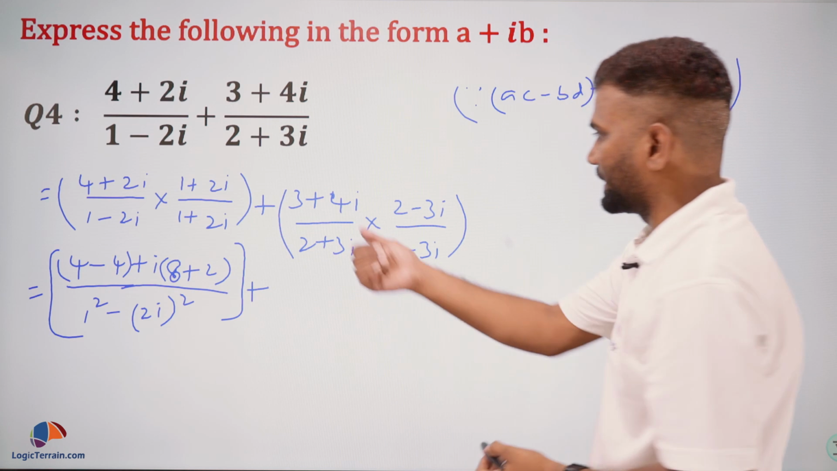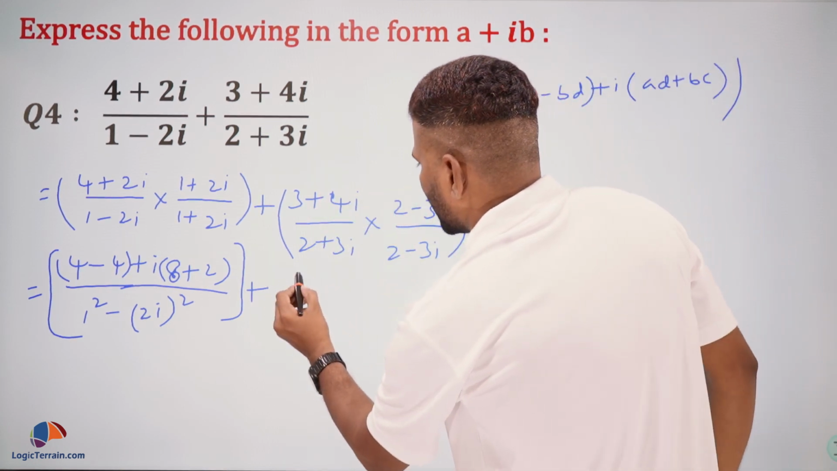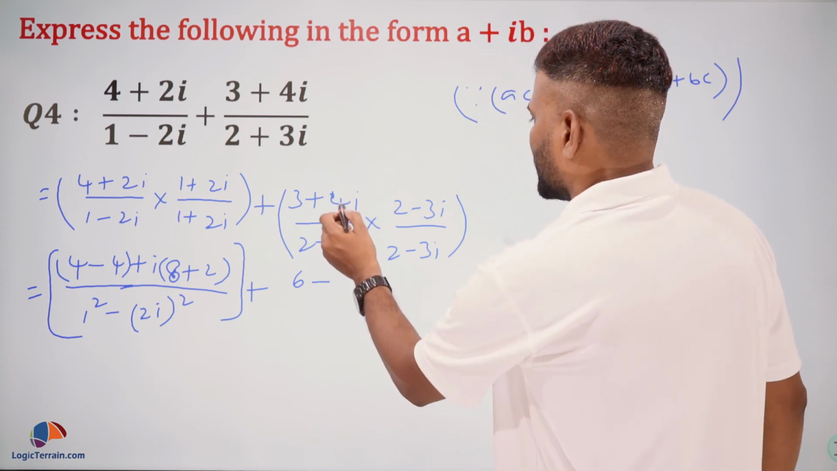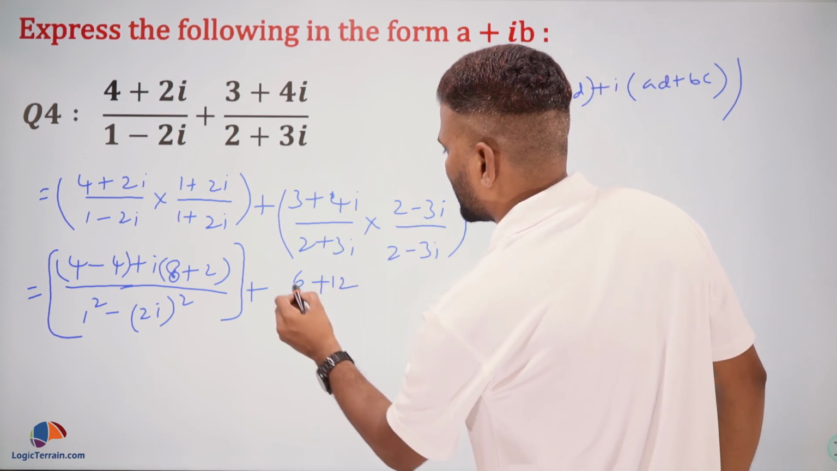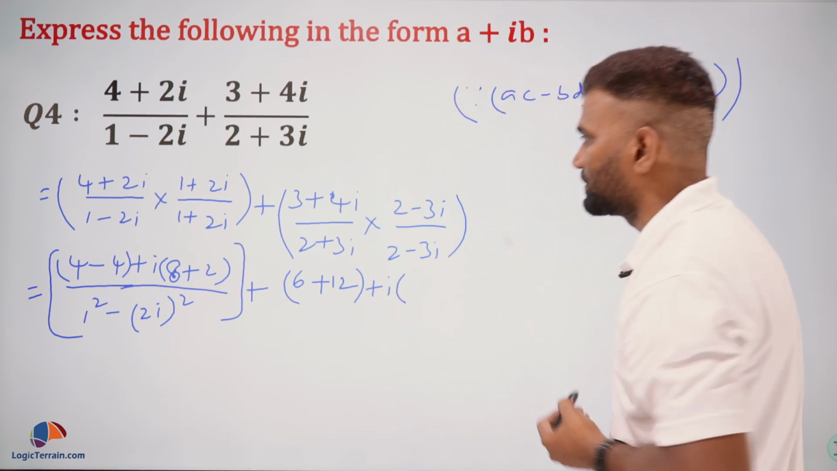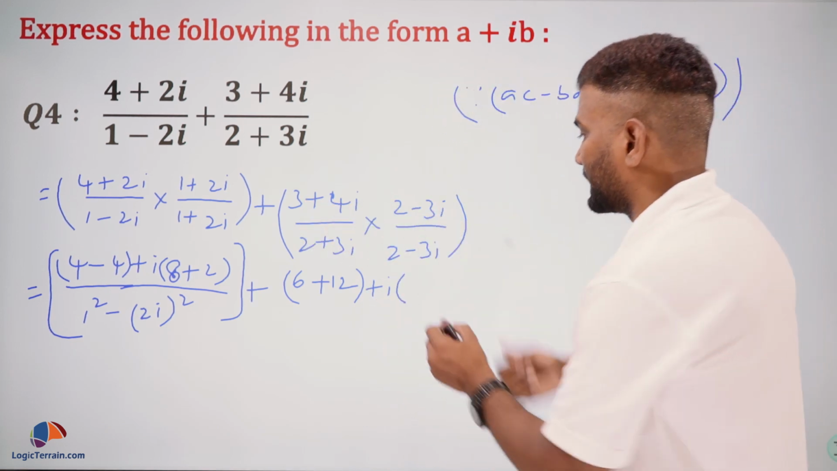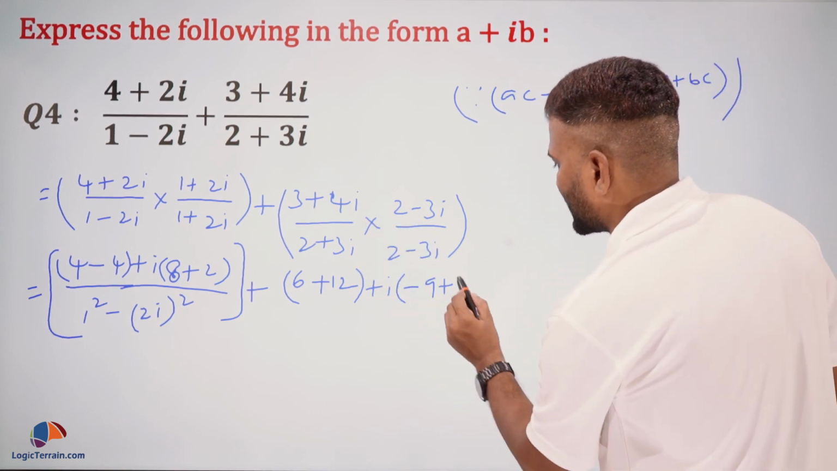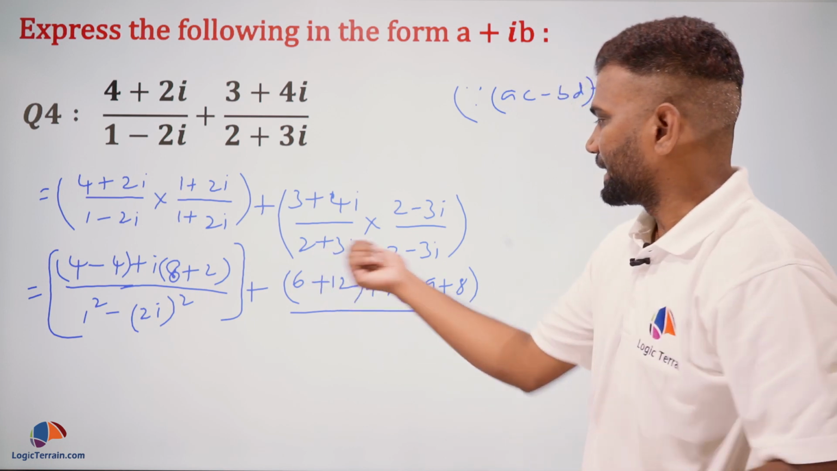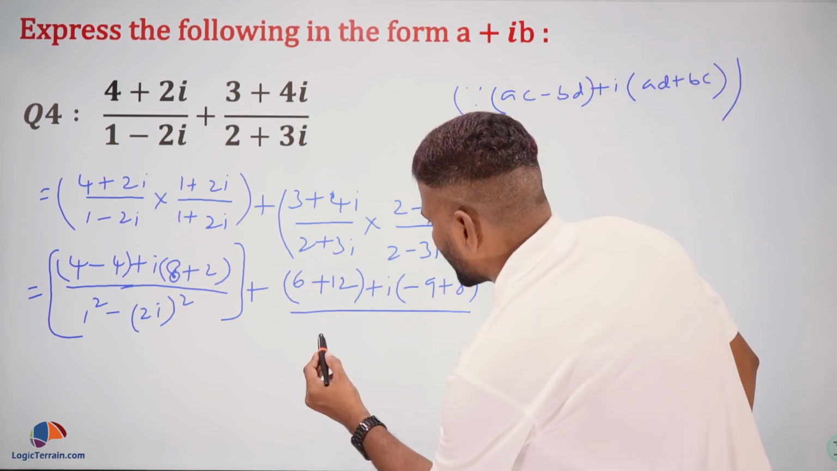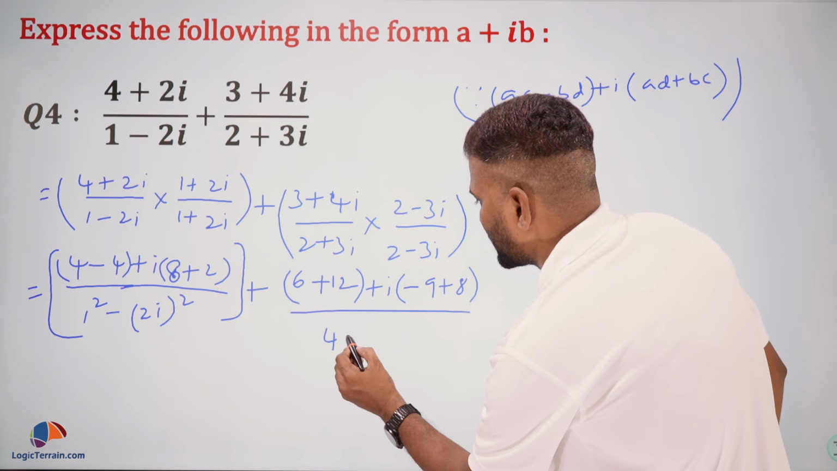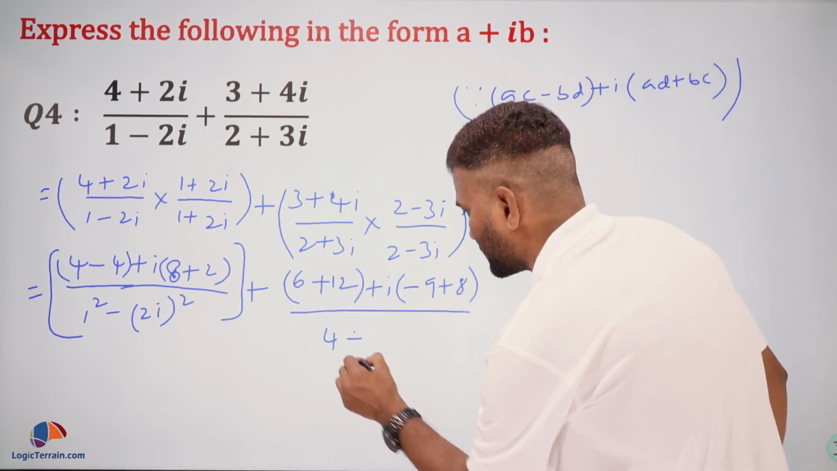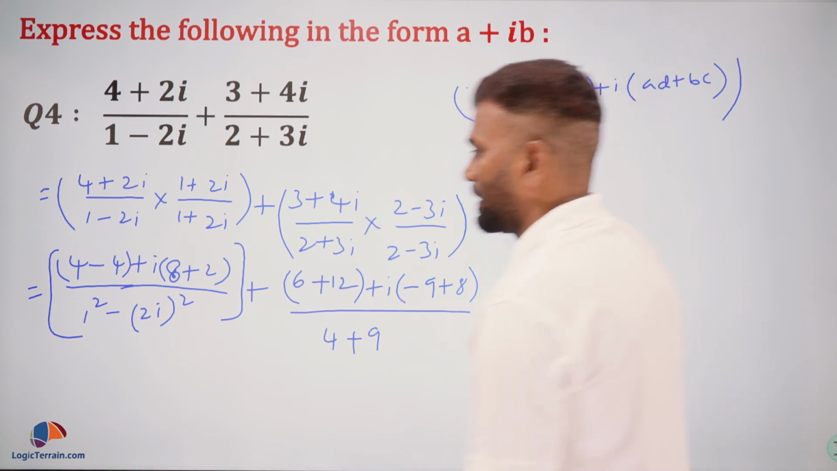Plus here again AC, 3 twos are 6 minus, plus into minus minus BD, that is 4 threes are 12, plus I of AD, 3 into 3 negative 9, plus BC, 4 twos are 8, upon, again it looks like a square minus b square, 2 square 4 minus 3i square 9, i square is negative 1, plus into minus minus plus, this becomes 9.